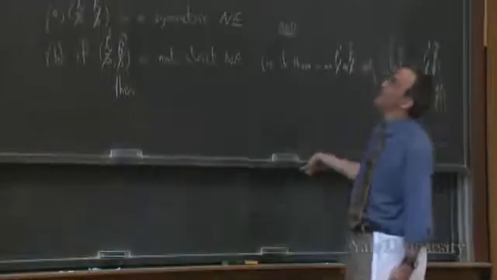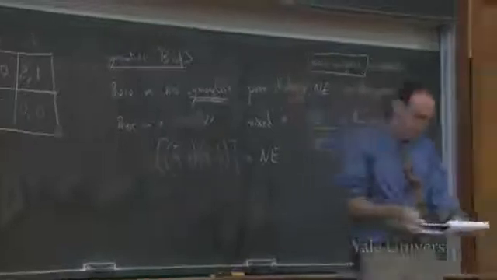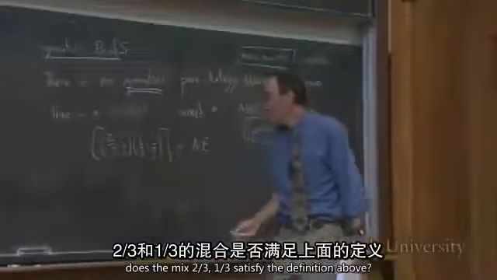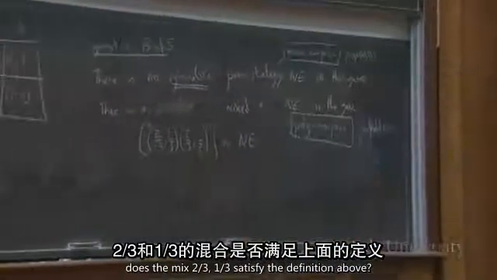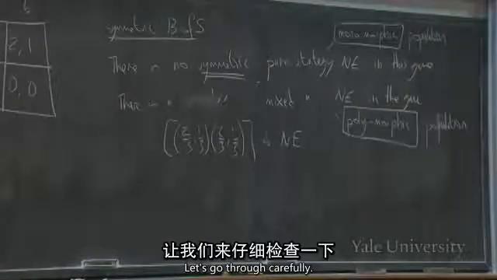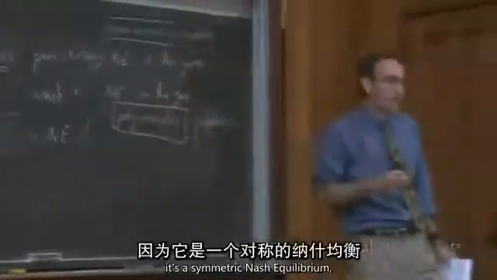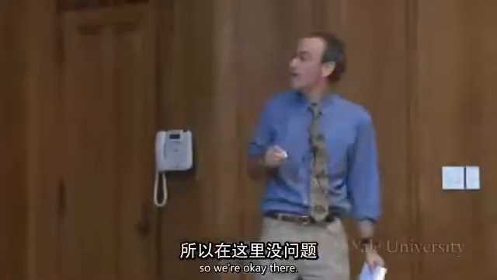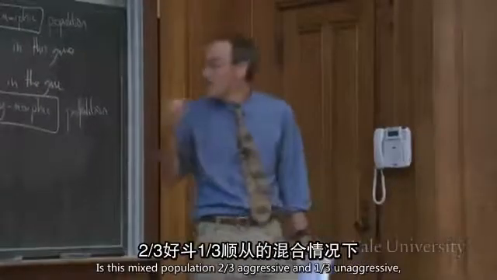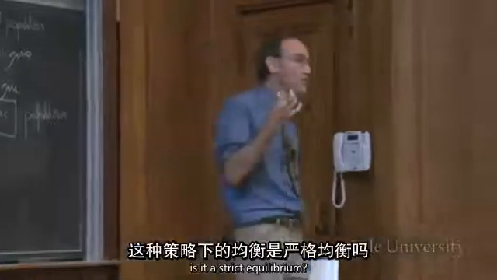Let's lift it up there again. So in our example, does the mix 2/3, 1/3 satisfy the definition above? Let's go through carefully. So 2/3, 1/3 is a Nash equilibrium, so we've satisfied part A. It's a symmetric Nash equilibrium, so we're okay there. Is this equilibrium a strict equilibrium? Is this mixed population, 2/3 aggressive and 1/3 unaggressive, or this mixed strategy, is it a strict equilibrium?